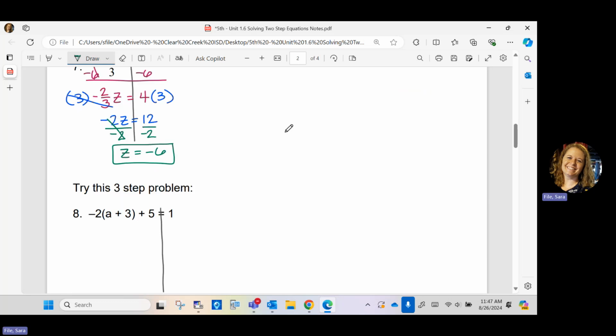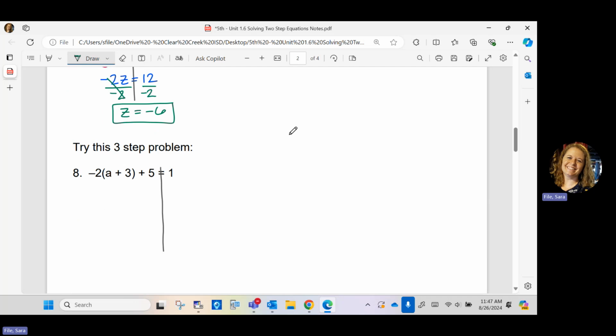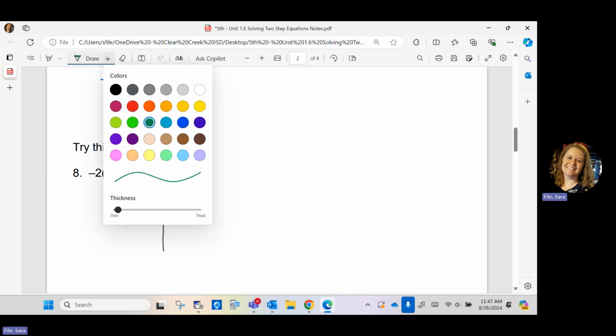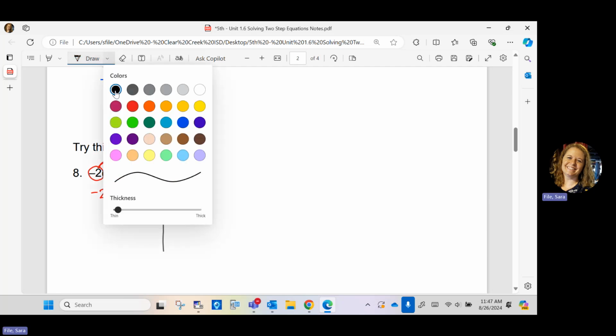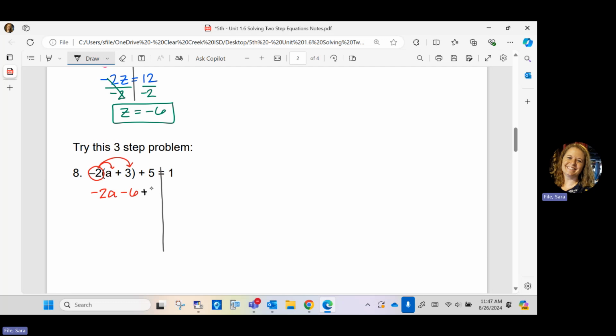All right, now we're just going to try this 3-step one. This is going to bring back in what we were doing last week with distribution. So we're going to distribute the negative 2 that's outside the parentheses first. So that gives us negative 2A minus 6. And then we've still got that plus 5, and it all equals 1.